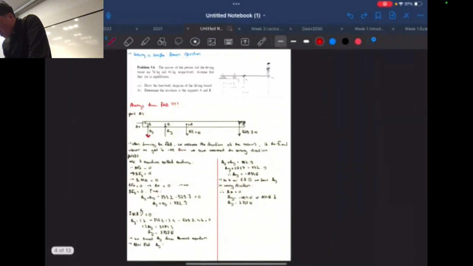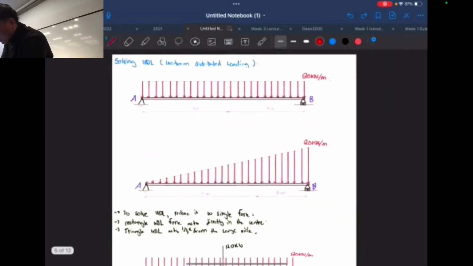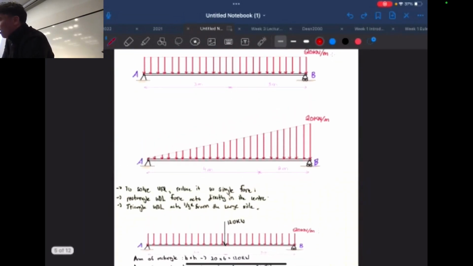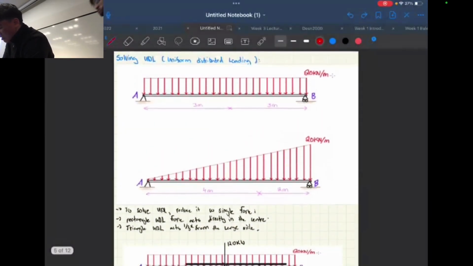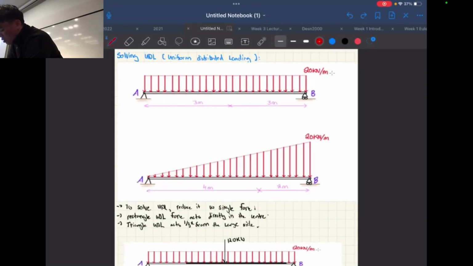That's all done, and now we move into UDL, uniformly distributed loading. The main types in this course are going to be rectangular and triangular. How I like to imagine UDL is like books on a shelf. The force is spread out equally onto a beam. How we solve this is by simplifying it to one single point load, like this, so everything combined into one force acting down.